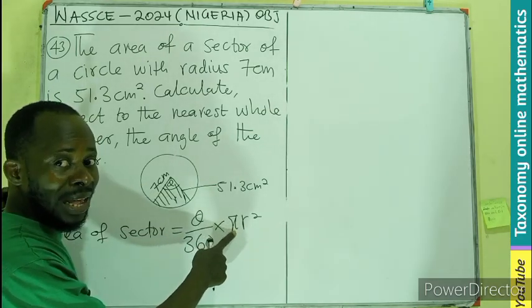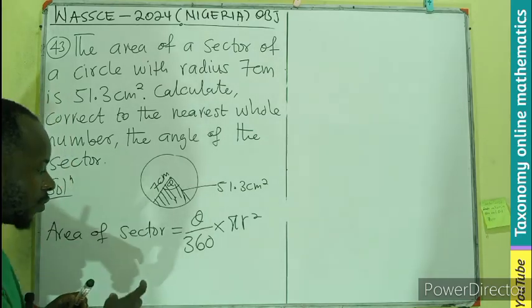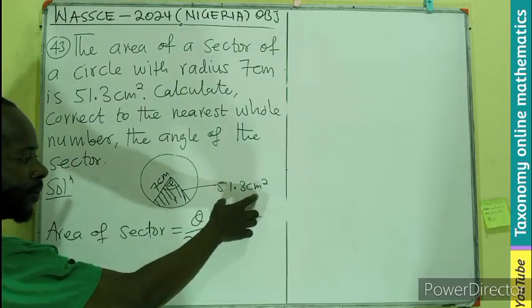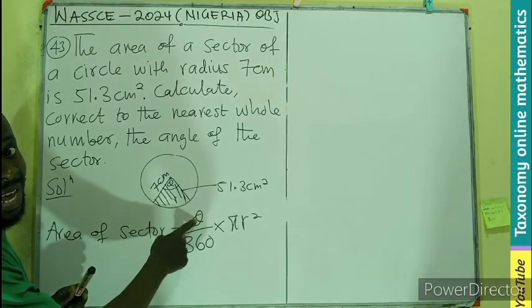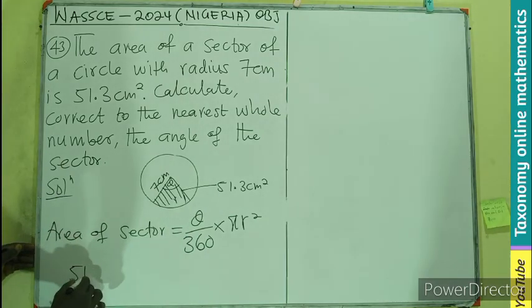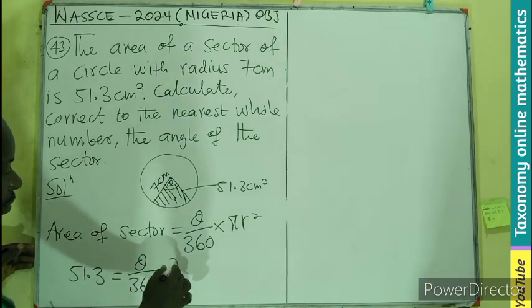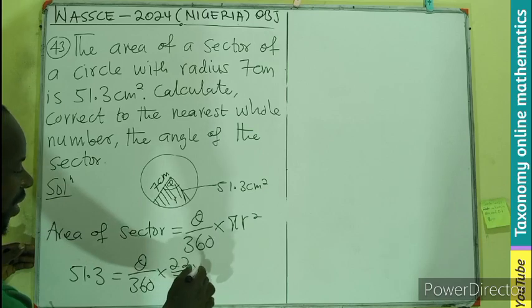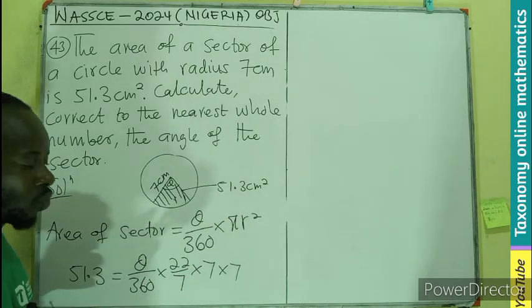The value for pi is given. We can pick this as 3.14 or 22/7. So the area has been provided. We know these two. The only thing needed is the angle. So let's do substitution to have 51.3 equals theta over 360 times 22/7 times 7 times 7 in the case of the r squared.